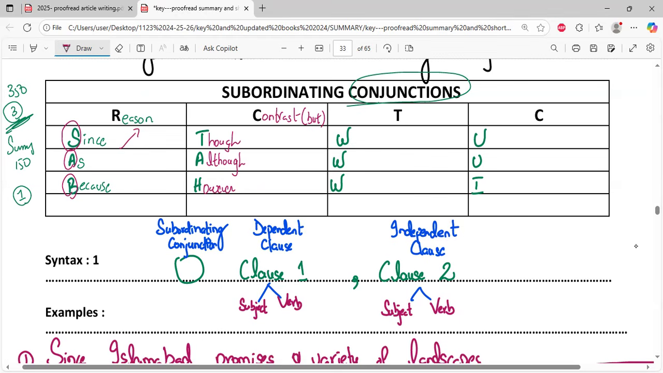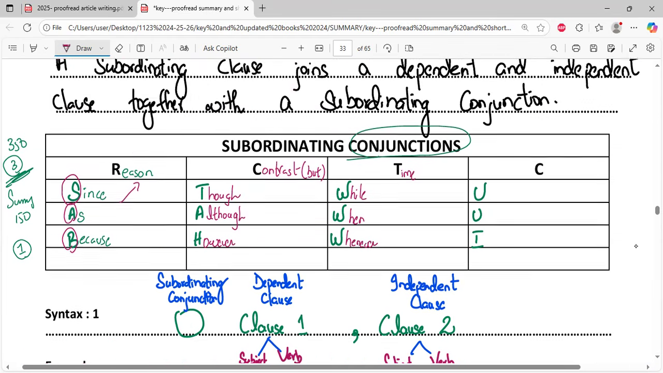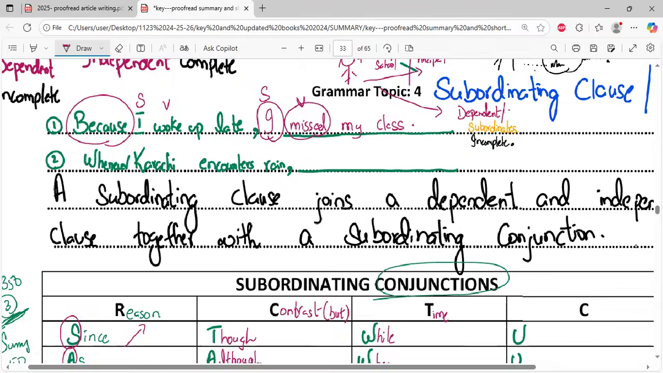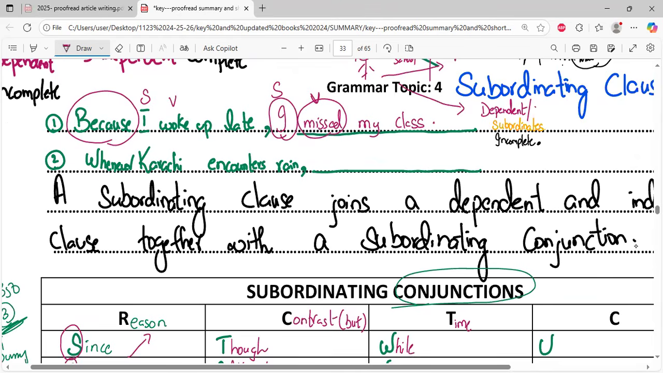Then you can also use time conjunctions like while, when, and whenever. All of these are time conjunctions. Let me explain you one time conjunction here. Whenever Karachi encounters rain, so whenever becomes a conjunction, whenever, who is bearing with this? The subject, the agent is Karachi. Encounters become verb. So what is the consequence? Whenever Karachi encounters rain, what is the consequence?